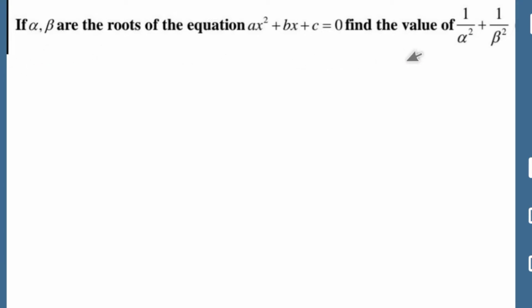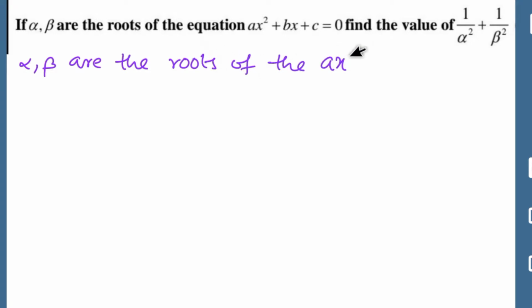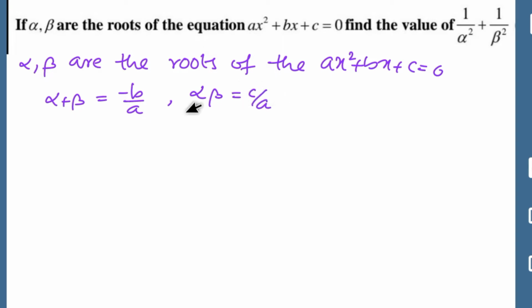This one, second one. Find 1 by alpha square plus 1 by beta square. So here also write: let alpha beta are the roots of the equation ax square plus bx plus c equals to 0. Write sum of the roots. What is sum of roots formula? Minus b by a, comma product of the roots c by a. Okay. Find the value of 1 by alpha square plus 1 by beta square.